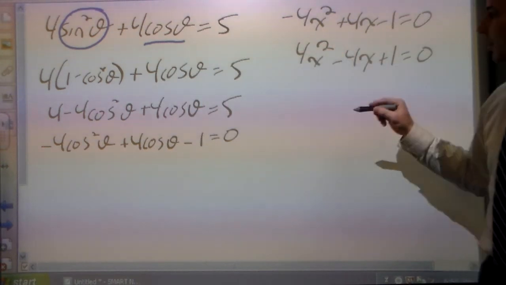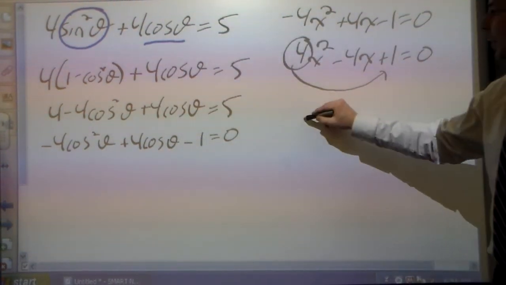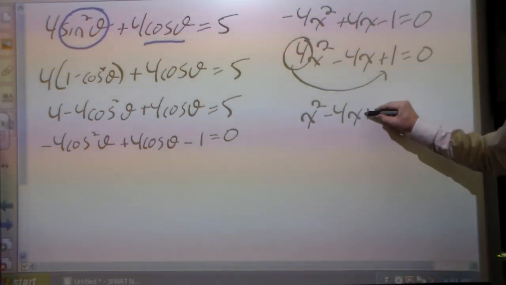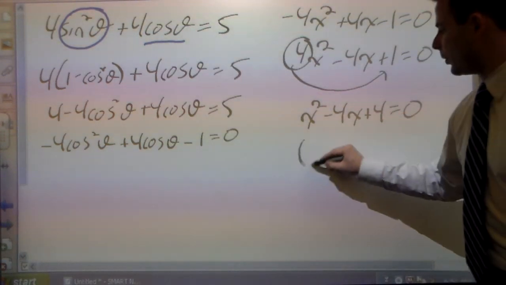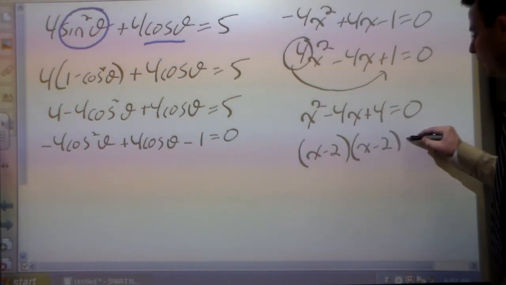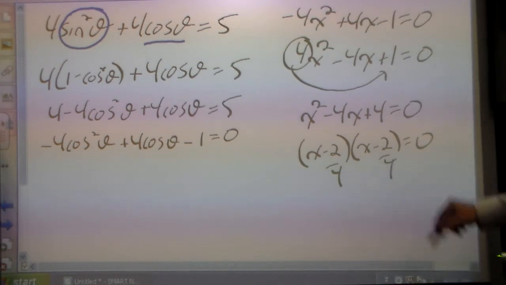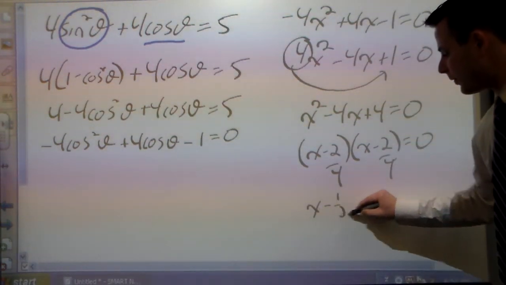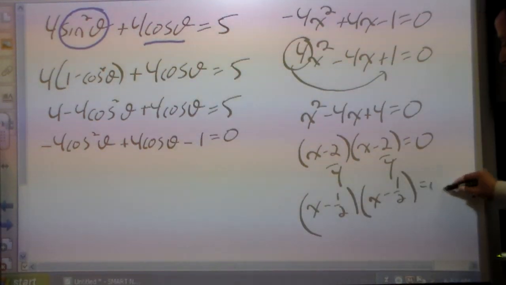And now let's use the payback method. We're going to borrow the 4, multiply it into the last number, giving us a quadratic of x squared minus 4x plus 4 equals 0. Let's factor this normally. This has factors of x minus 2 and x minus 2. We borrow the 4, don't forget to pay it back. We're going to simplify both fractions to x minus 1/2 times x minus 1/2 equals 0.